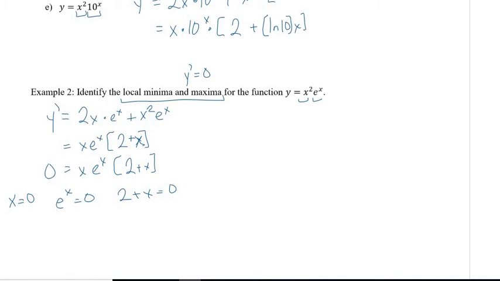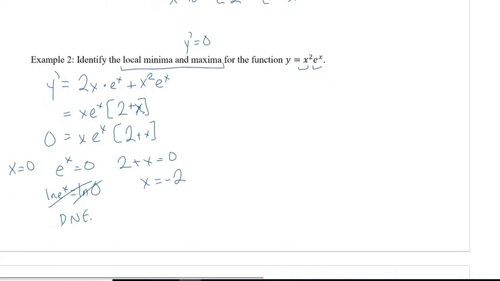e to the x equals 0, so think back, are there any values that we get there? We could try taking the natural log of both sides. But we know that we can't take the natural log of 0, so it turns out this one does not exist. It doesn't actually return a value there. And then we have 2 plus x equals 0, so x equals -2. So we could have a potential minimum or maximum at 0 and at -2.